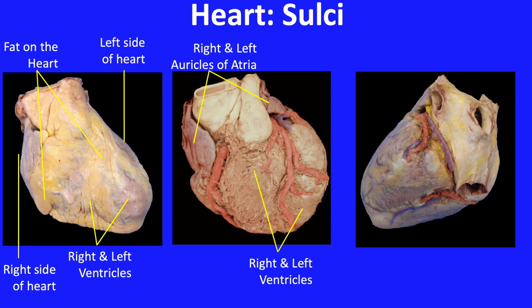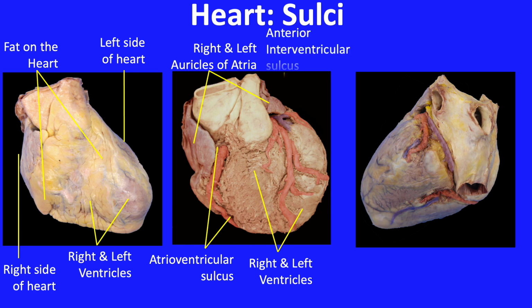If you now focus on the arteries, they reside in depressions of the heart, and these depressions are called sulcus. The plural is sulci. The sulcus between the atria and ventricles is known as the atrioventricular sulcus, whereas the depression between the ventricles is known as the interventricular sulcus. Given that this latter sulcus is present on the anterior surface of the heart, it is more appropriate to call it the anterior interventricular sulcus.